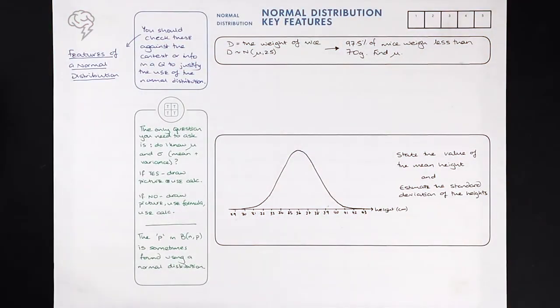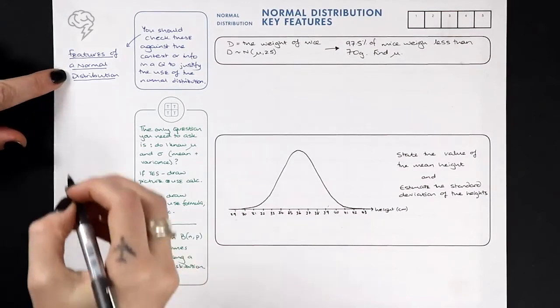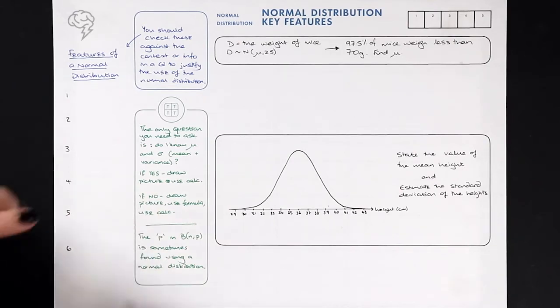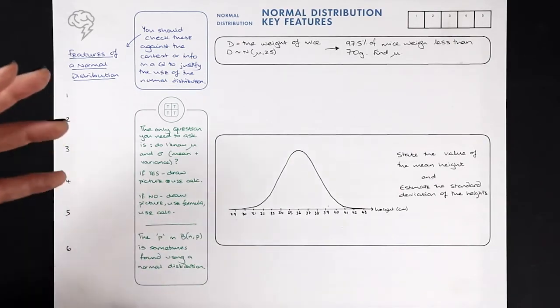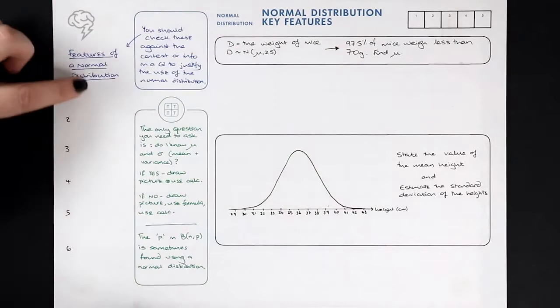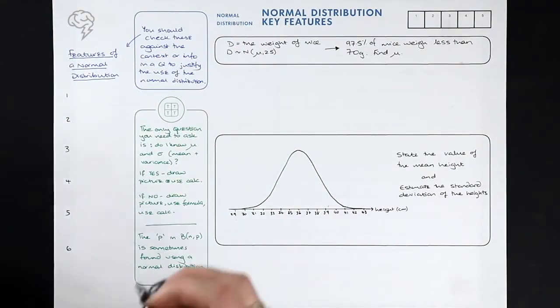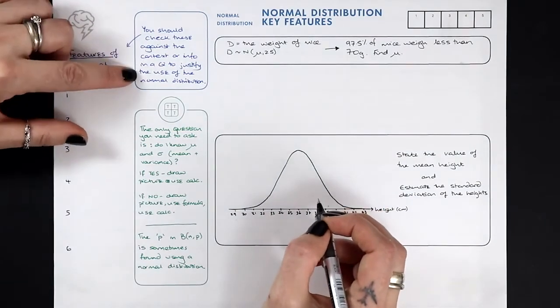There are 6 features of a normal distribution that you need to know. The reason you need to know them is partly that you might get questions like this, where you need to use some of the features of a normal distribution to solve a problem, but also you are sometimes asked to justify your use of the normal distribution.